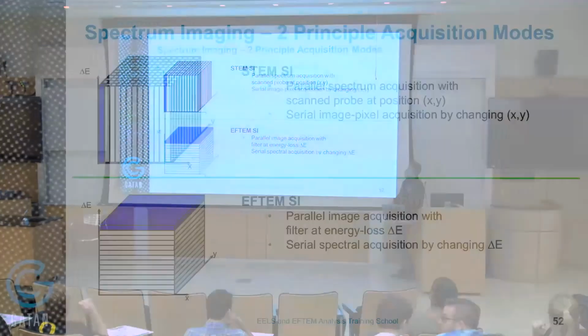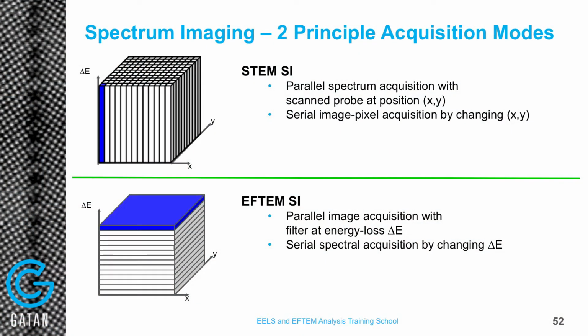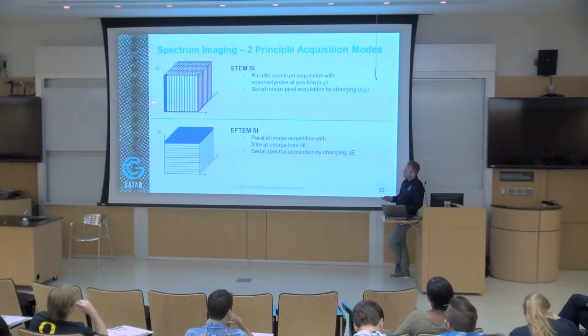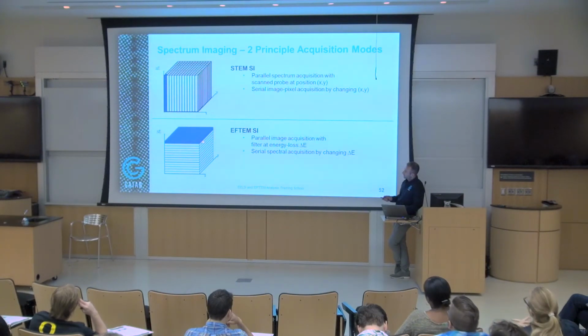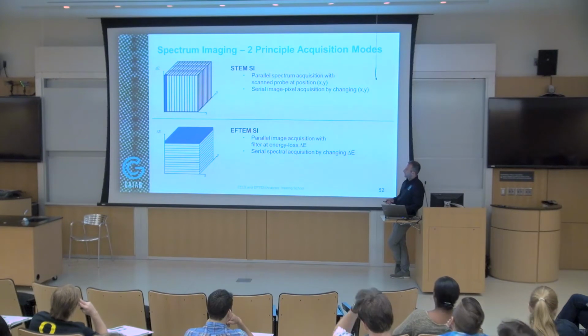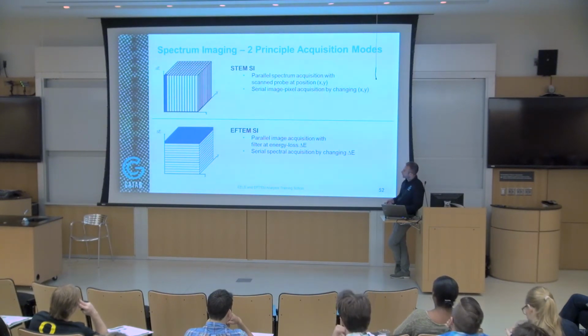The other approach is the FTEM approach. So now we are in TEM mode. So the beam is parallel. So X and Y now are constant. The only thing that you're changing is the energy. These are 2 different methods that can give you the same information, or they should give you the same information.